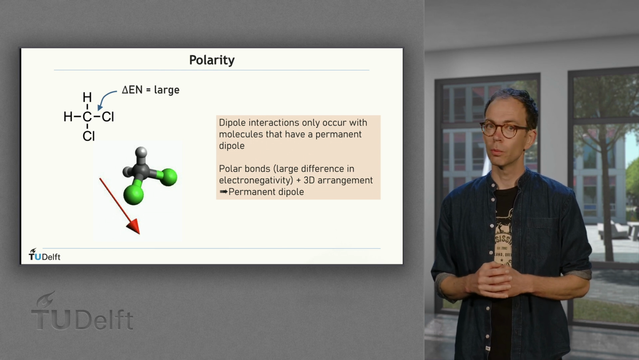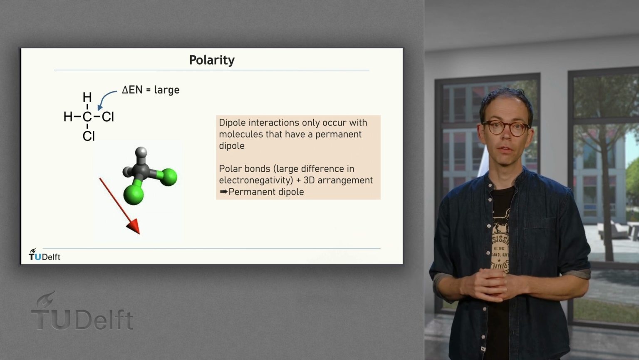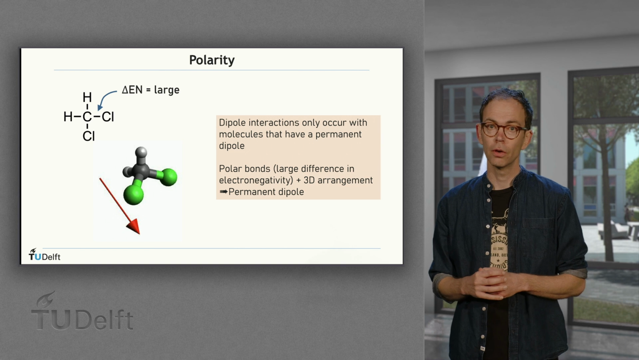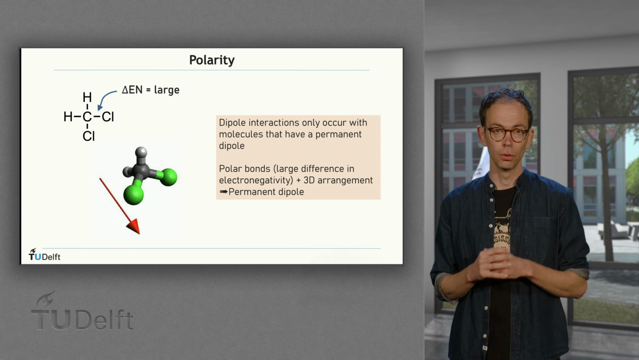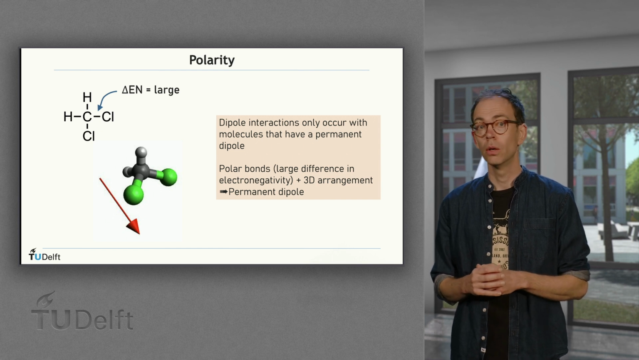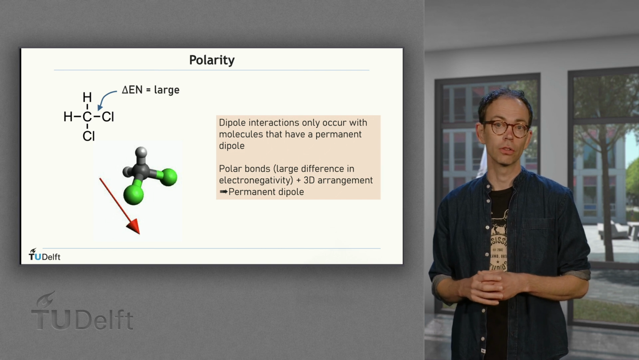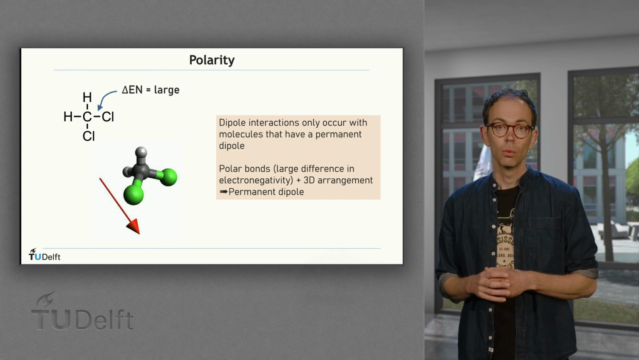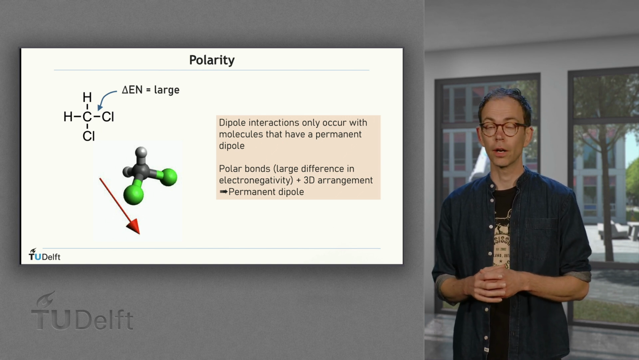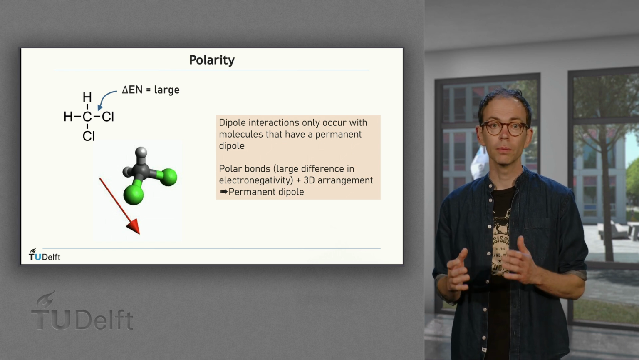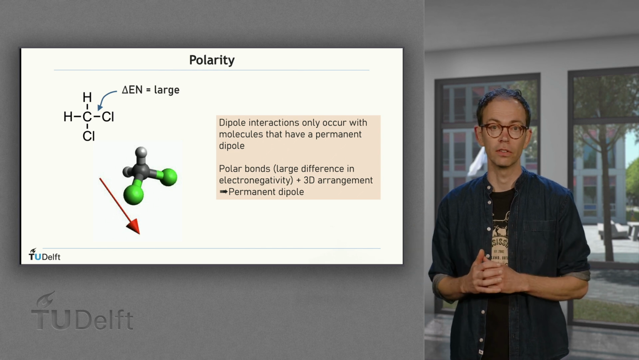Now, how do we determine if a molecule in fact has a permanent dipole? We need to do a couple of things. The first one is to know the three-dimensional structure of that molecule. We can do that using Lewis theory and VSEPR theory, which we've discussed in a previous video. Once we know the three-dimensional structure of a molecule, we have to determine if there are chemical bonds between two atoms in that molecule that are polar. Polar here means that they have a large difference in electronegativity.